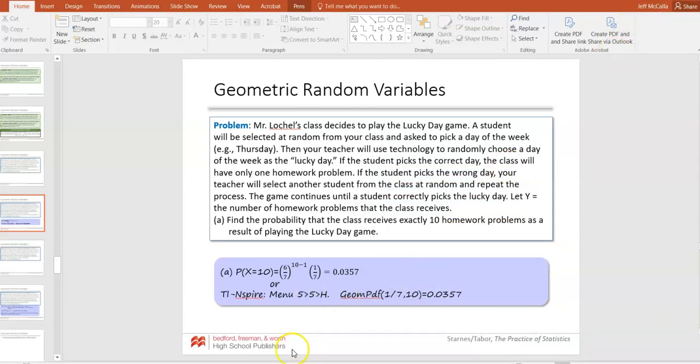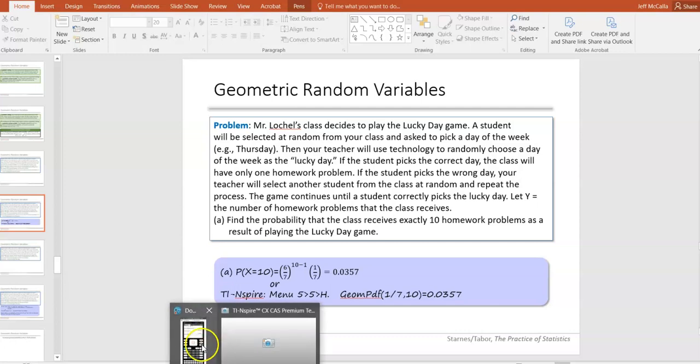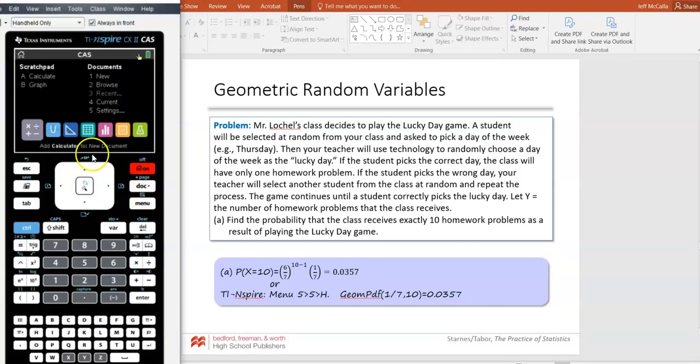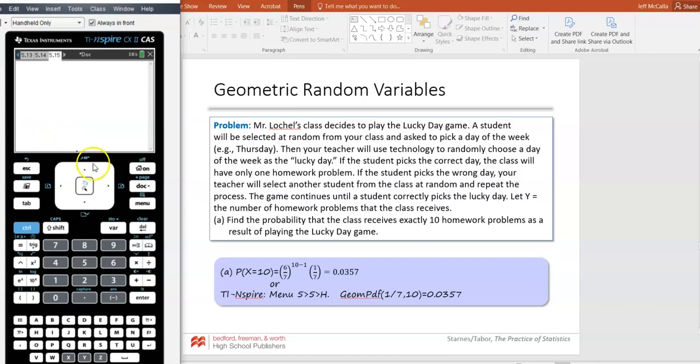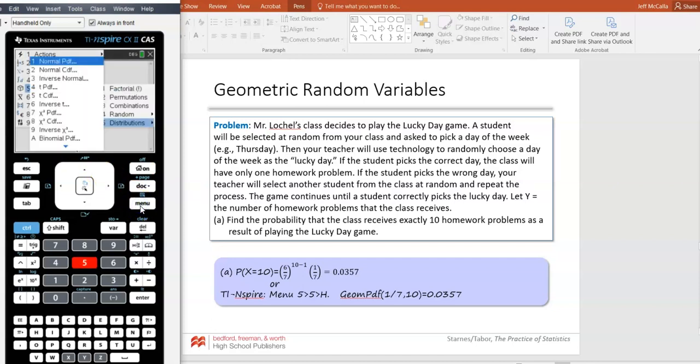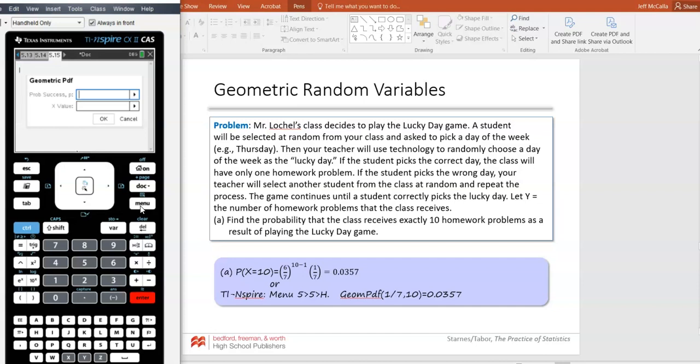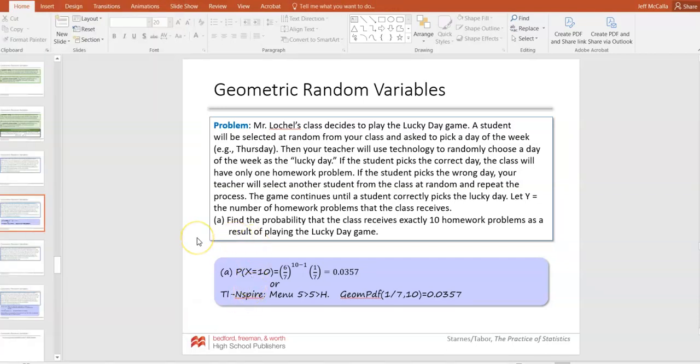There's also a way to do this in the calculator. Isn't this beautiful? I love having a calculator command that does this for us. So you go to your calculator, hit menu 5, distributions, and scroll up. It's easier to scroll up to geometric PDF. It gives you a wizard. What's success? 1 out of 7. When do you want that success? Essentially, where's your k value? It is going to be at 10. I want the first time I win to be at 10, and it gives you the answer of 0.0357. So that's the way to do that.